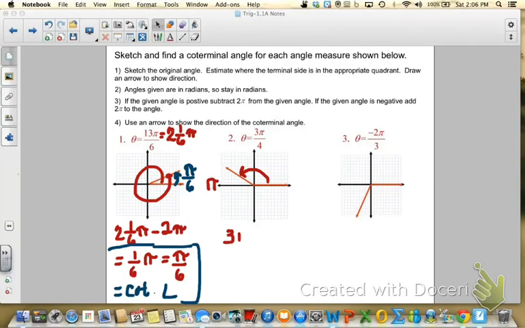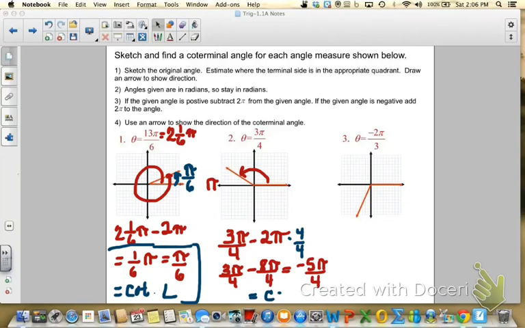Number 2, we have 3 pi over 4. It's less than half a circle, which is 180 degrees or pi, so I'm showing you that as a reference. I'm going to take 3 pi over 4 and subtract 2 pi. Common denominator there is 4 over 4, so I have 3 pi over 4 minus 8 pi over 4, and that gives me negative 5/4 pi, or negative 5 pi over 4. That's our coterminal angle, and I start from the initial side, go in the negative direction, which is clockwise, to the terminal side. The coterminal angle to 3 pi over 4 is negative 5 pi over 4.